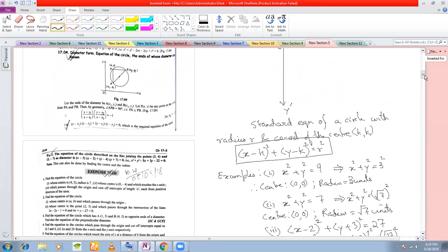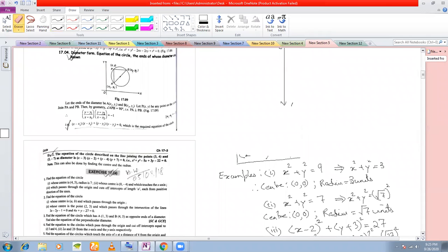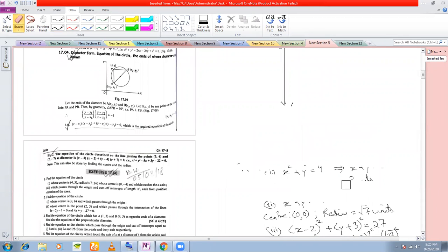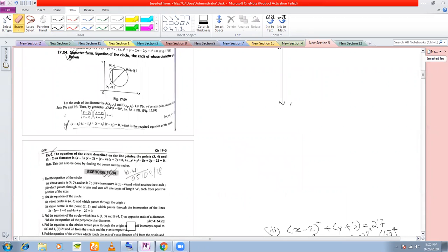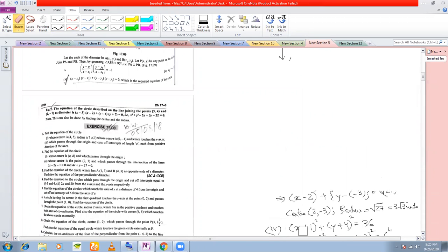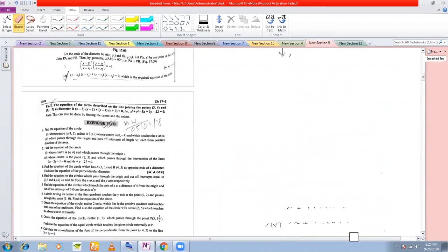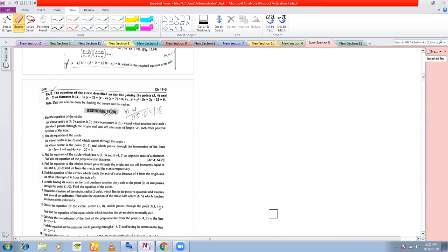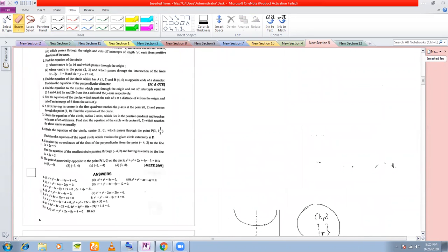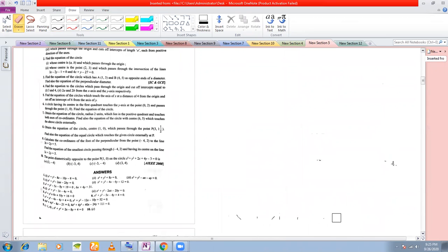So these were the cases. Okay. The next important form is called the diameter form. Now what do you mean by diameter form? Now suppose if the extremities of the diameter of a circle is given, then how will you get the equation of the circle? Extremities of the diameter means extreme points of the diameter. How many diameters are possible in case of a circle? Can you tell me?